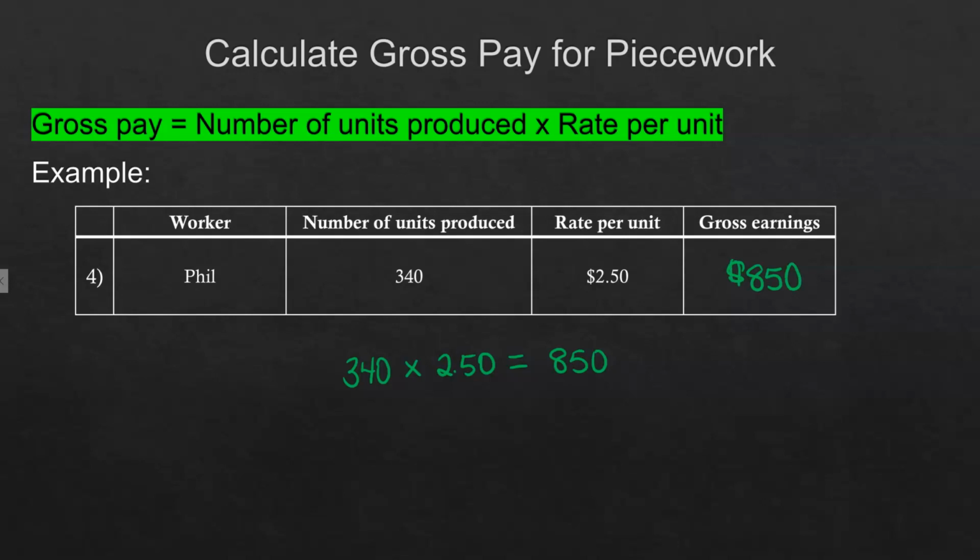In this case, it looks like they get paid just by piecework, right? There's not an hourly rate. There's a number of units rate. Okay.